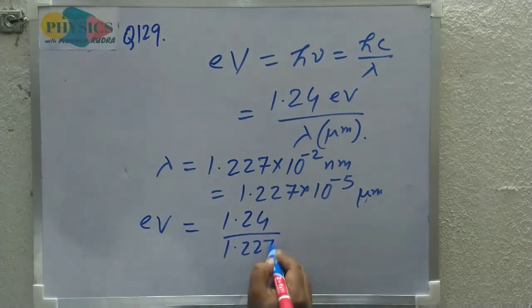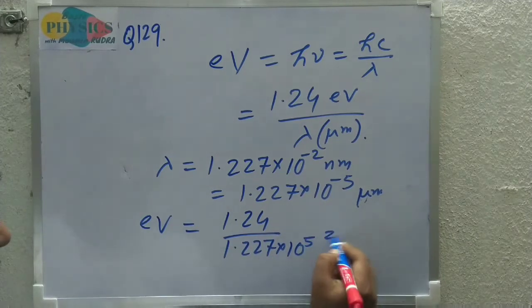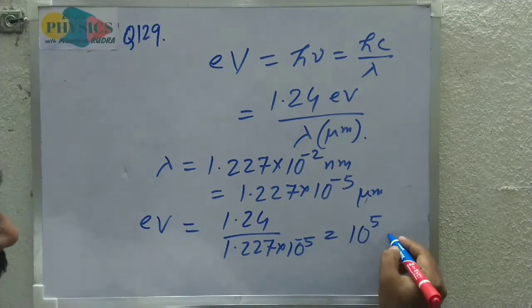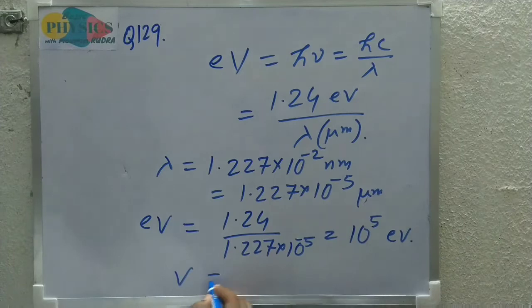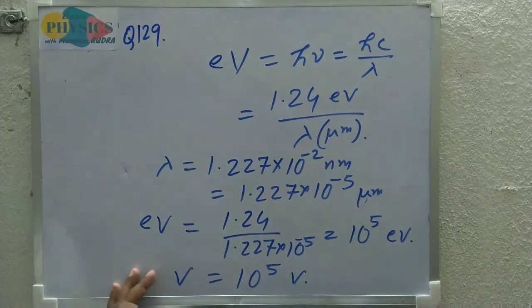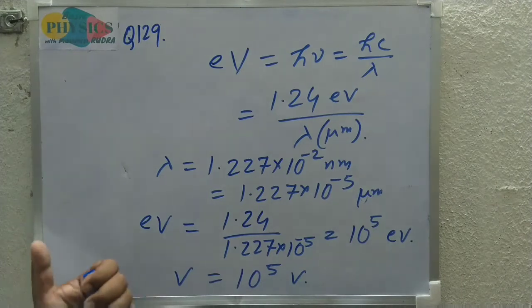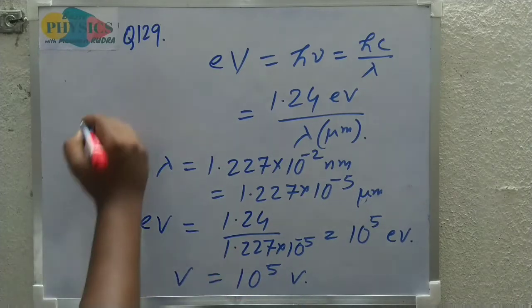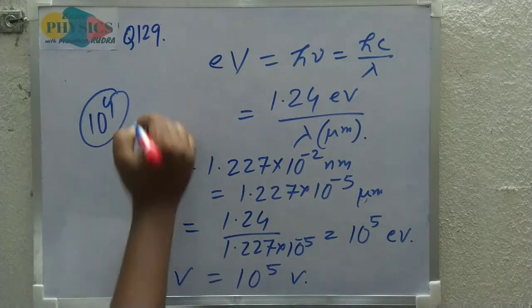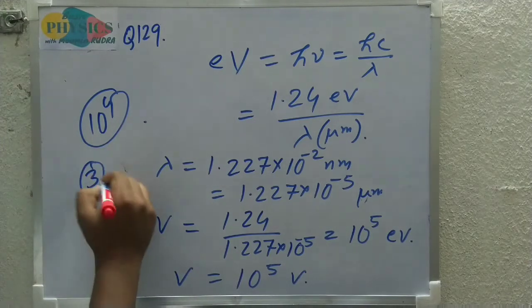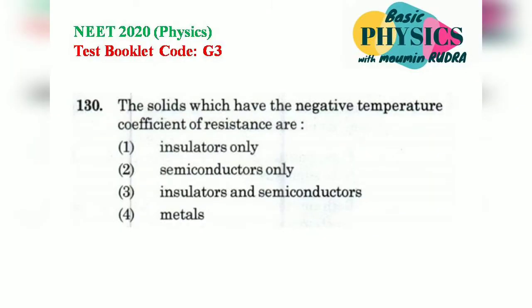So from this, eV will be 1.24 by 1.227 times 10 to the power minus 5, which means it is of the order of 10 to the power 5 eV. So from this, V equals 10 to the power 5 volt. There is no option of 10 to the power 5, so the closest option is 10 to the power 4. So we can choose option 3 as the right answer.